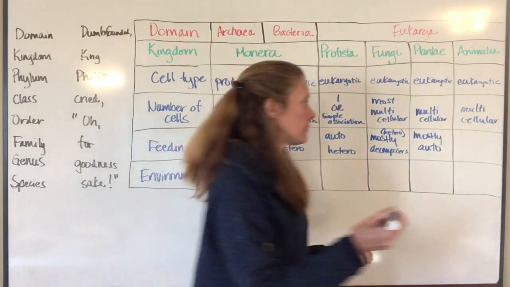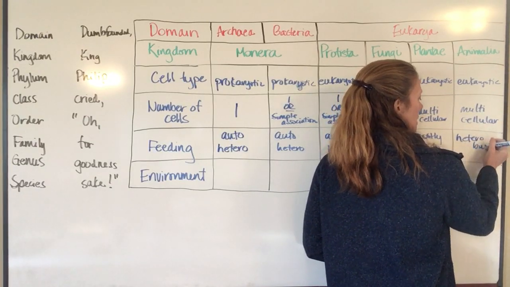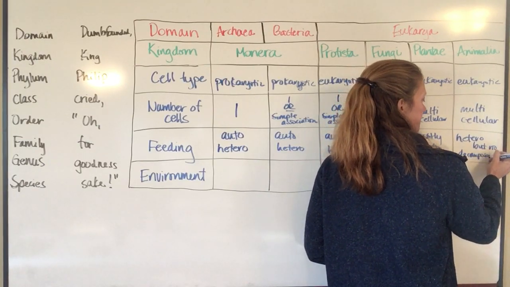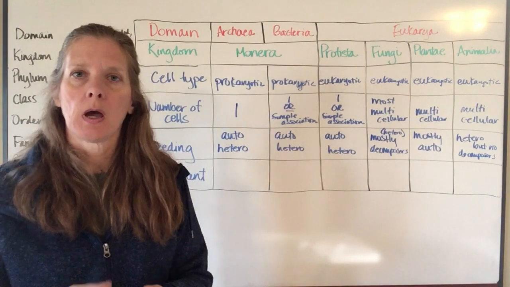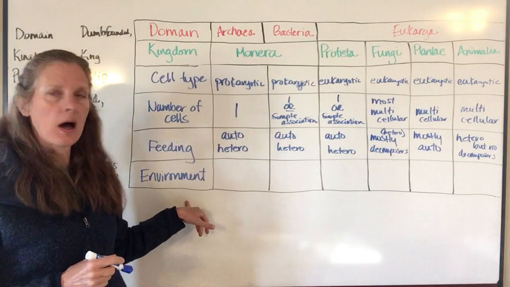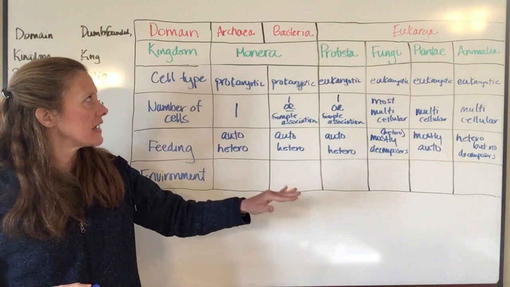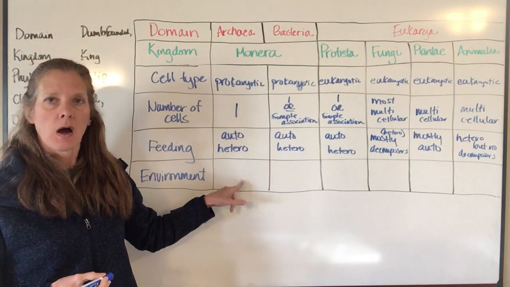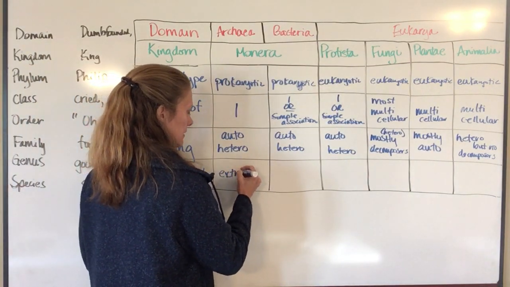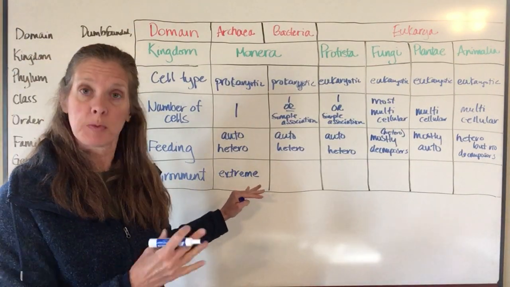And then in Kingdom Animalia, they're all going to be heterotrophic, but there are no decomposers within this kingdom. Okay, so heterotrophic, but no decomposers. All right, then finally, what environment do we find them in? Now, all of these are going to be the same except for Kingdom Archaea, and what we find here is that these guys live in very, very extreme environments, and we're going to get more into that just a little bit later in this chapter.